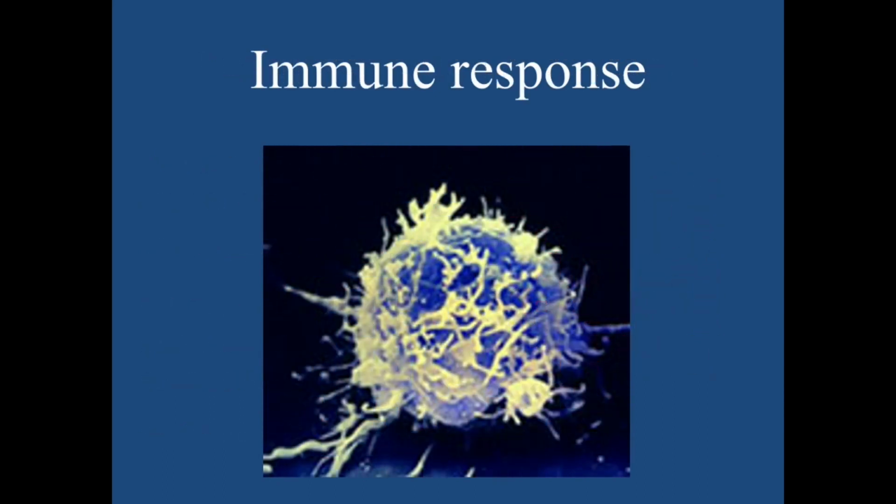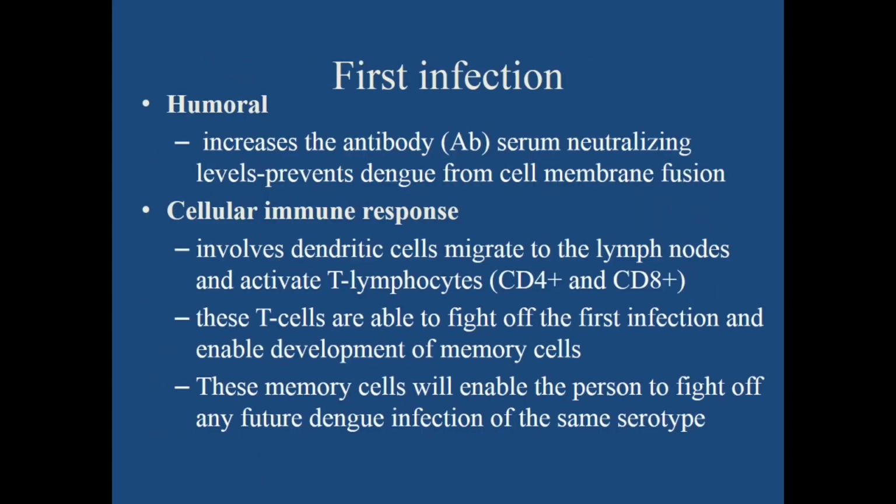So let's see the immune response in first infection. Please understand this. In case of first infection with dengue, there will be humoral and cellular immune response which can actually protect that particular patient. In the humoral response, there will be an increase in the antibody neutralizing levels, serum neutralizing levels. It prevents dengue from cell membrane fusion. So in case of a first infection, there will be production of antibodies which will be protective against that particular serotype.